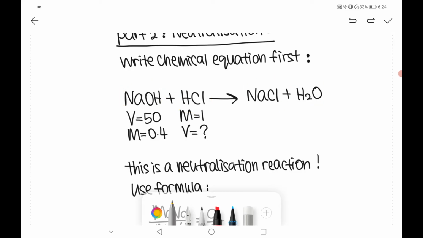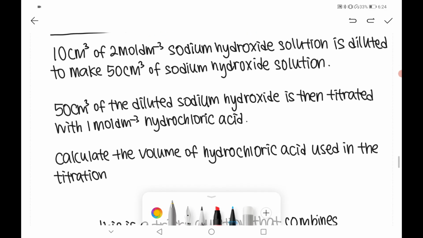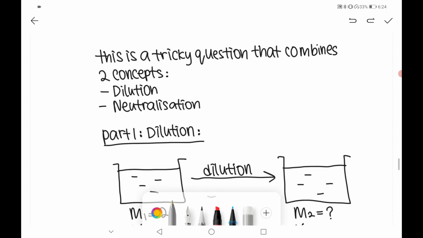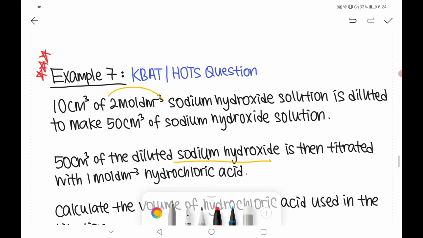After you write the equation, put in all the information. Now the sodium hydroxide, you know the volume is 50, so that's why you put the volume of sodium hydroxide 50 here. The concentration of sodium hydroxide, you cannot use 2. You cannot put 2. Why? This 2 is the concentration of sodium hydroxide before you do the dilution. Before you do the dilution, the concentration is 2.